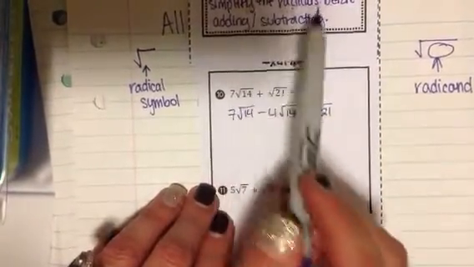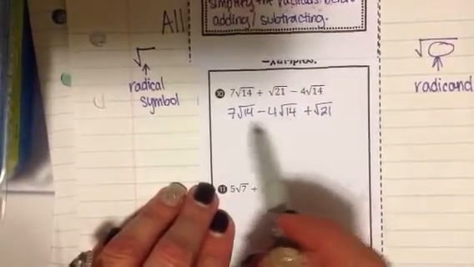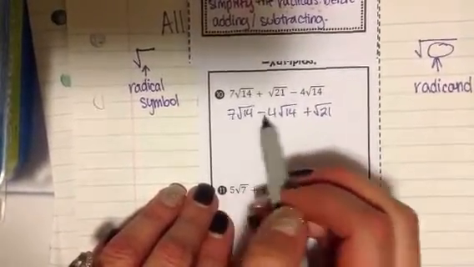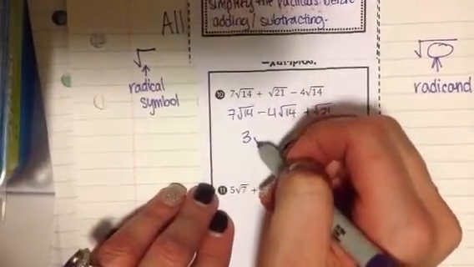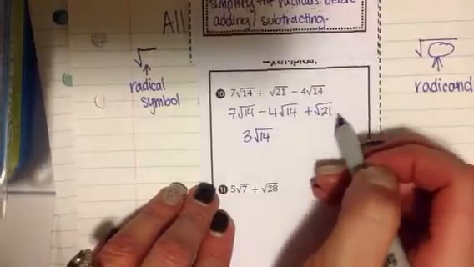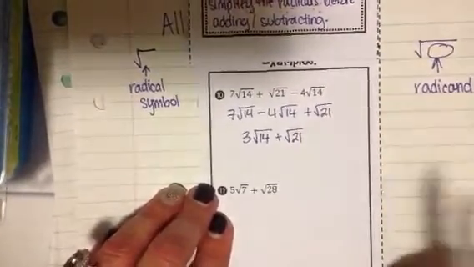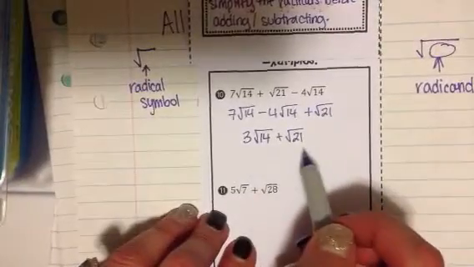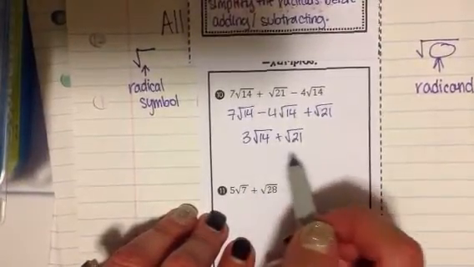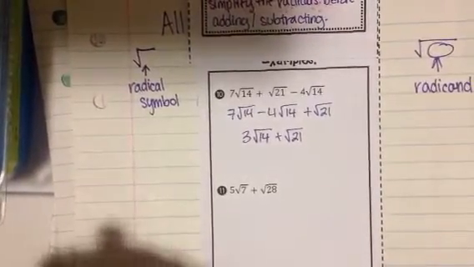So like we said, we're going to add or subtract the coefficient, the numbers on the outside, and leave the inside the same. Well, 7 minus 4 is 3, and then I leave the inside the same, so I have 3 times the square root of 14, and then plus the square root of 21. I'm done now because 14 and 21 are not the same. The square root of 14 is not the same as the square root of 21. That's as far as I can go.